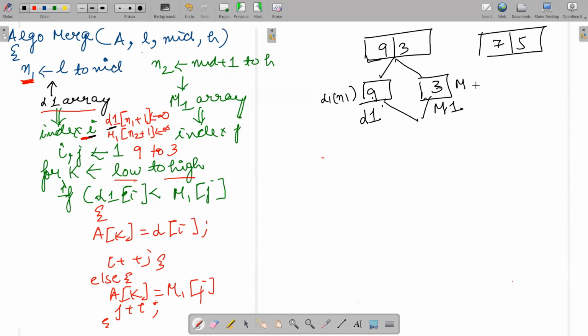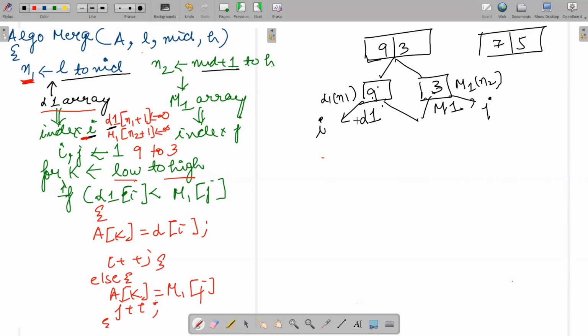3, it will be another array, and N2 would be the counter for this. So they clearly have written N1, which is running from L to middle, and N2 is running from middle plus 1 to high. So if I have split the whole scenario, this becomes my L1 and this becomes my L2. We have this index taken as I and this index taken as J.